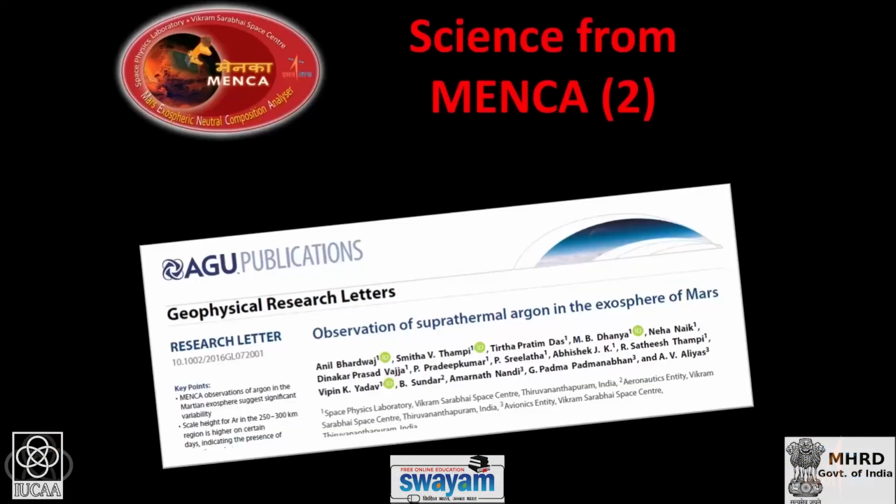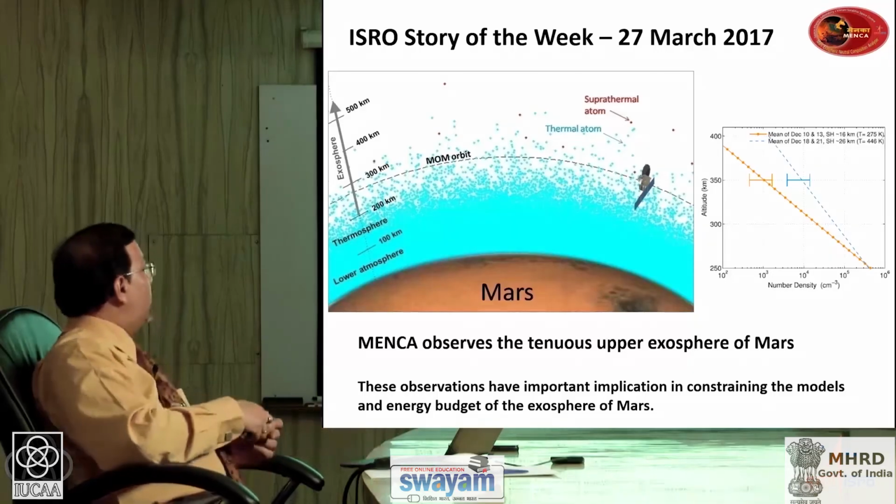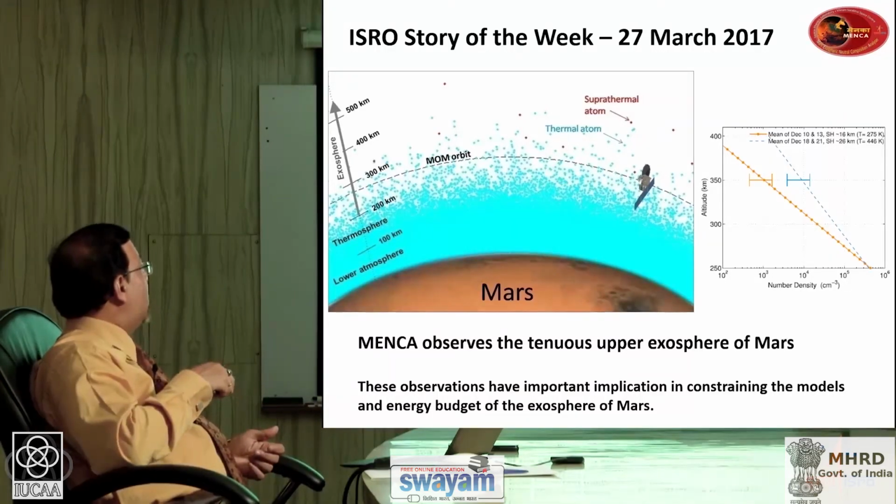This is another publication which has come out from the MENCA experiment on the Mars Orbiter Mission, which is a discovery about the suprathermal argon. Suprathermal means they have temperatures which are larger than the normal temperature expected for any atmospheric constituent. And if you look at this cartoon, this is a scale which talks about the height we are talking about. This is about 100 kilometer, this is 200 kilometer, this is 300, 400, 500.